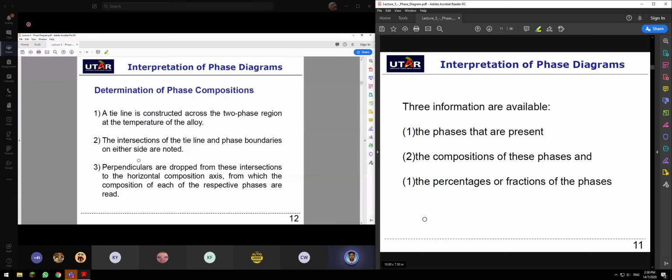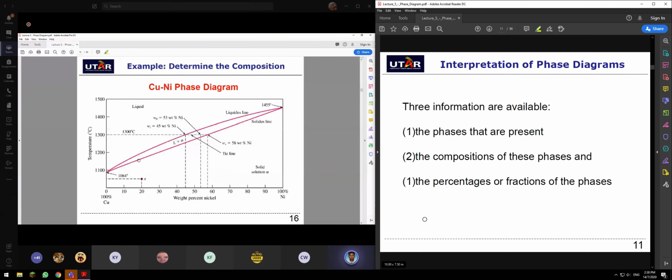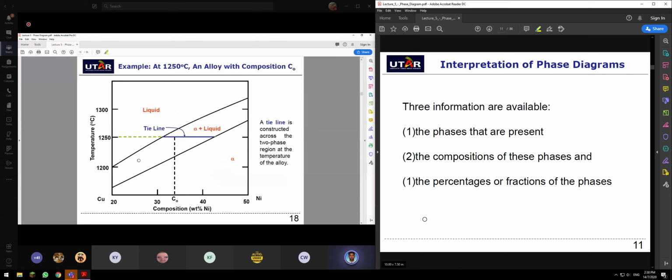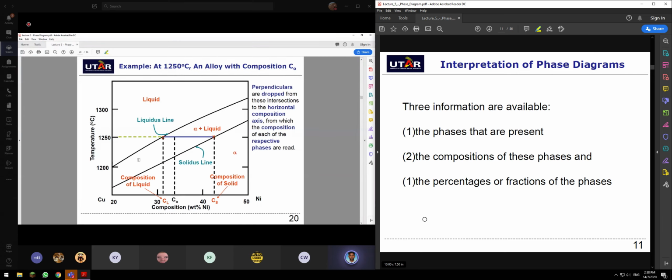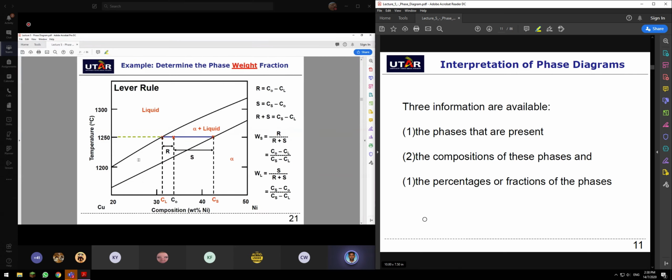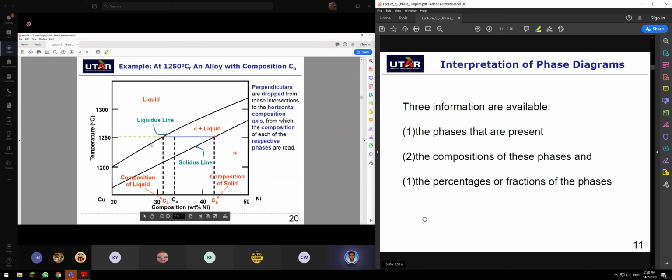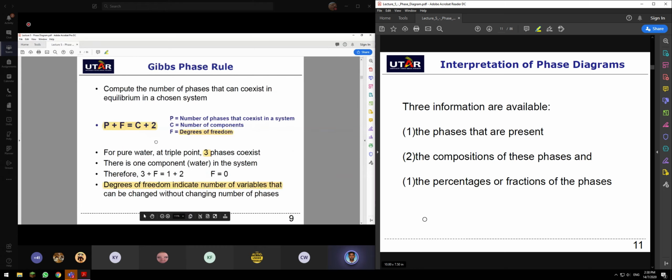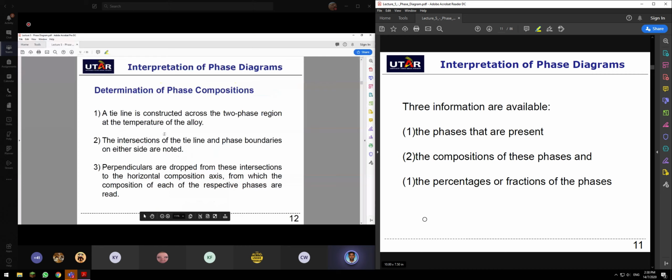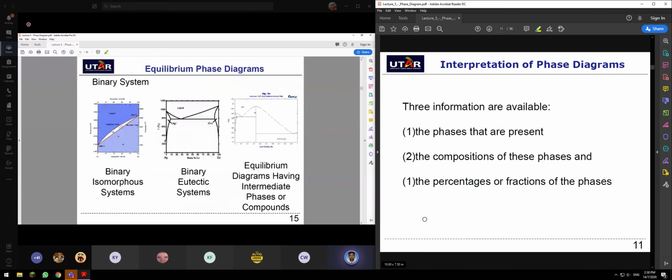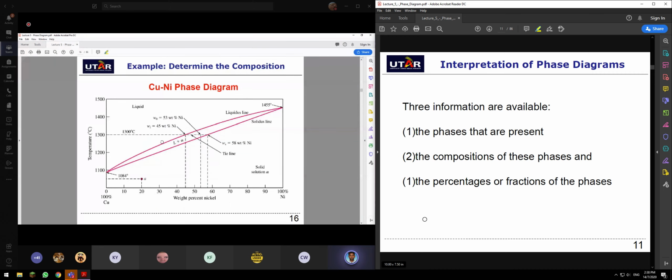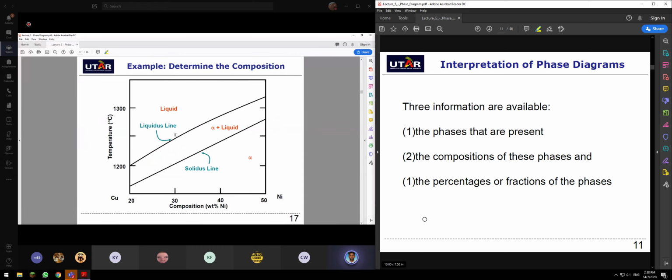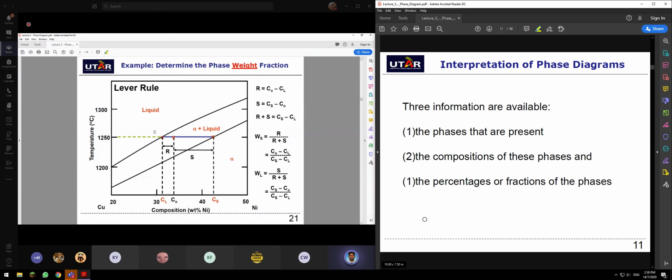Determination of phase composition. All right, it should be here. Composition, it should be here. All these, what they call the description, all these PDF description is being shown here.